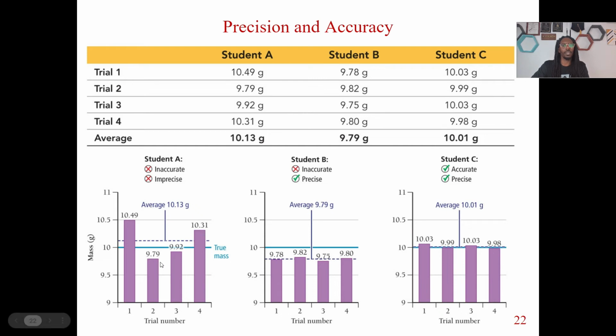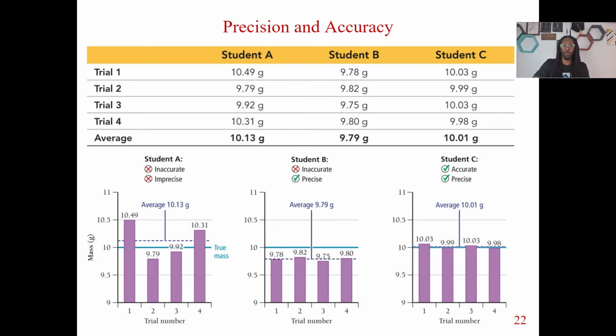Trial 2, they did it again, and they got 9.79 grams. And once again, we're just trying to get to 10. Trial 3, they get a little closer. We had 9.92 grams. And then trial 4, we get 10.3. A little bit high, but still close to 10. For the average of these 4 trials, they get 10.13 grams.